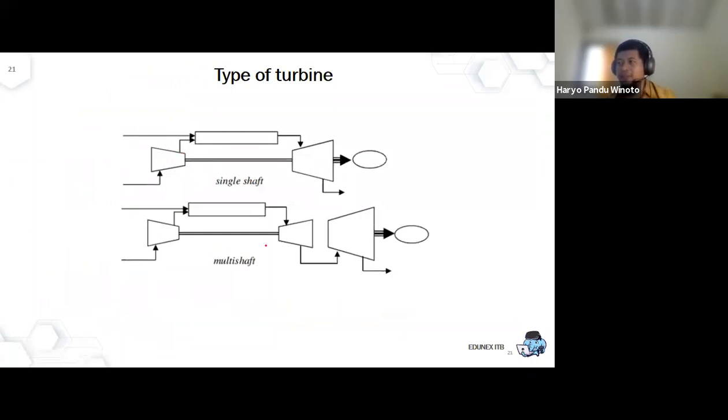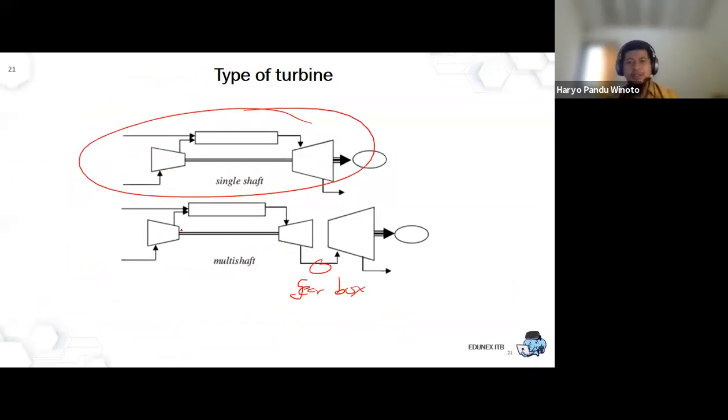Single shaft, multi-shaft. In multi-shaft, usually there is a gearbox in there. To control the rotation. Okay, but it's there. Anyway, usually gas turbine is like this, either aero derivative or industrial derivative. Either in your airplane.